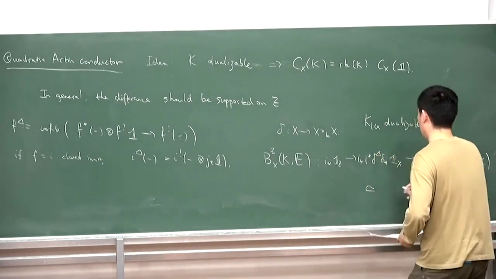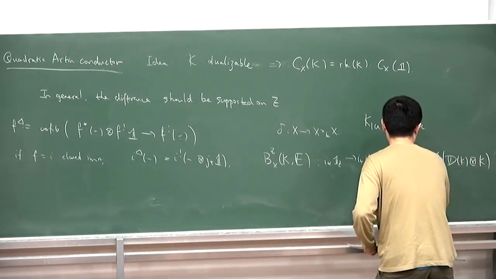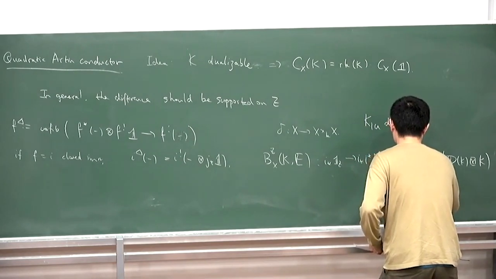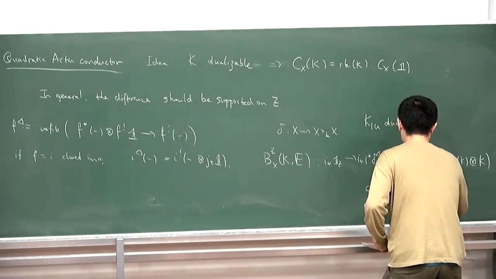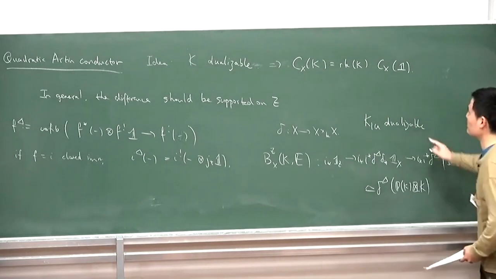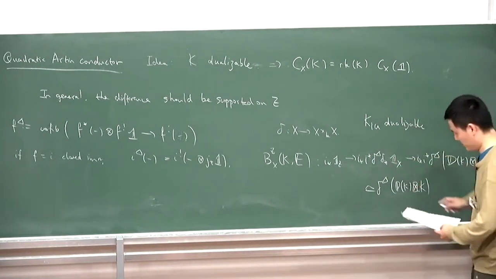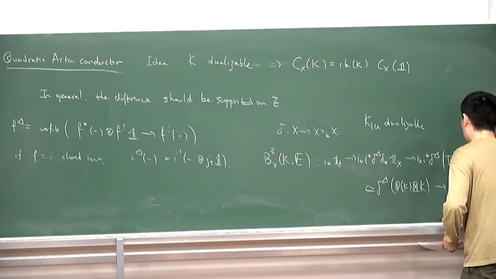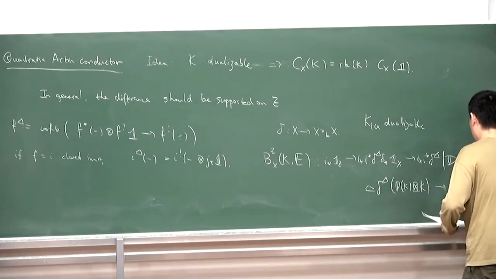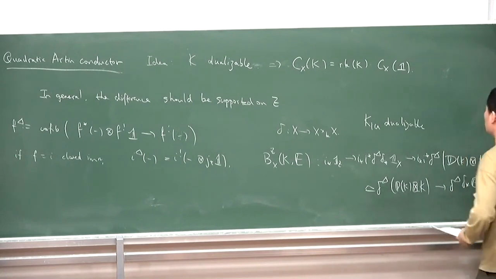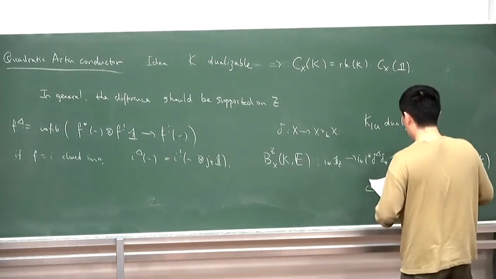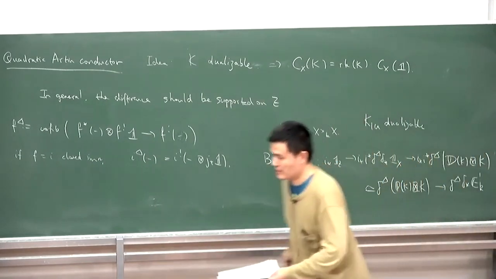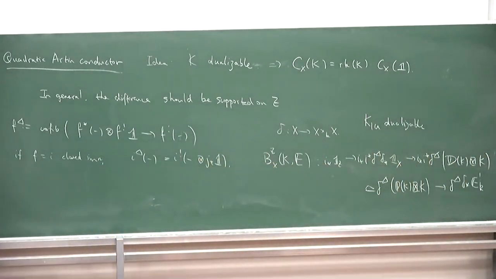And here you can erase this, actually. So this is because K is dualizable over U, so you have some duality things. And this maps to delta triangle of delta lower star of this. So the situation looks like this.